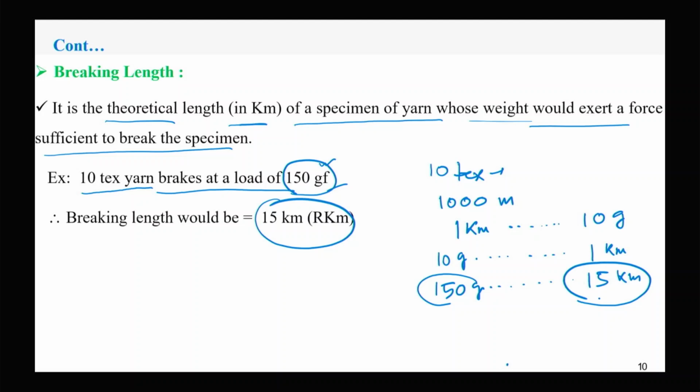So 15 kilometer is the breaking length, and breaking length is expressed in terms of RKM. So breaking length is always expressed in kilometer. The R comes from breaking and km from kilometer in length. So breaking length in kilometer, RKM.